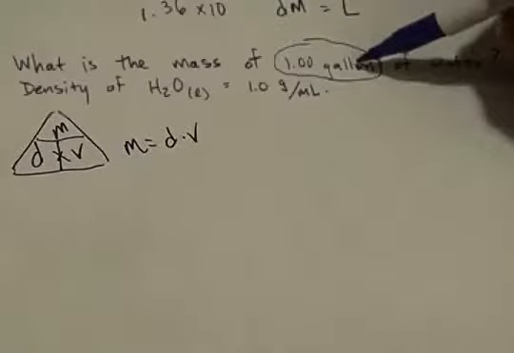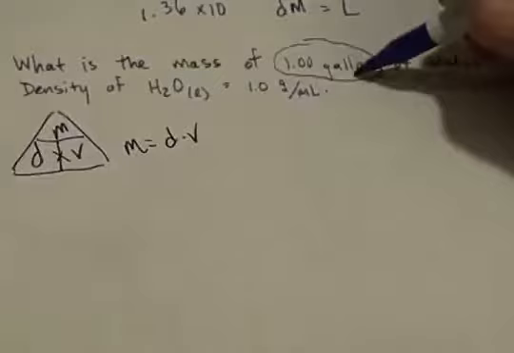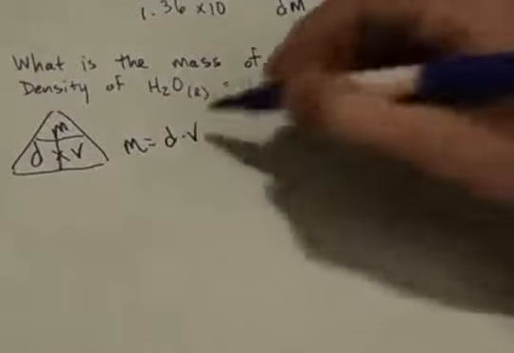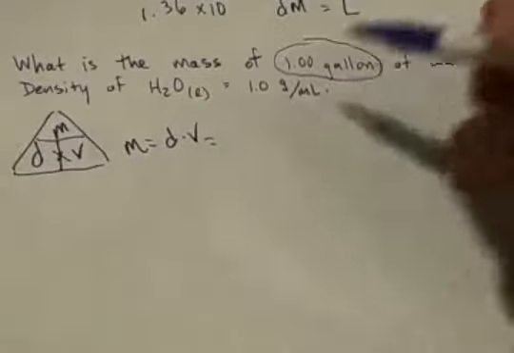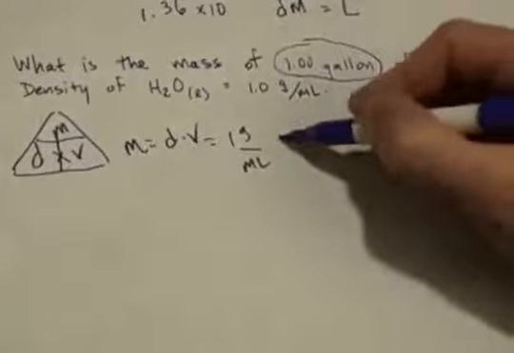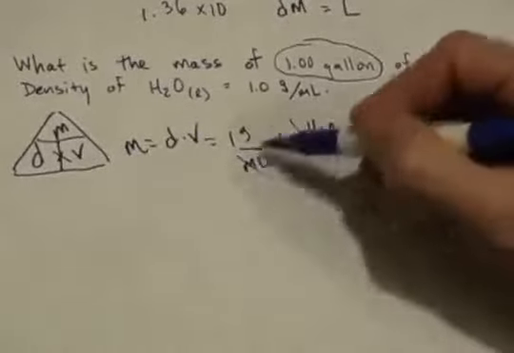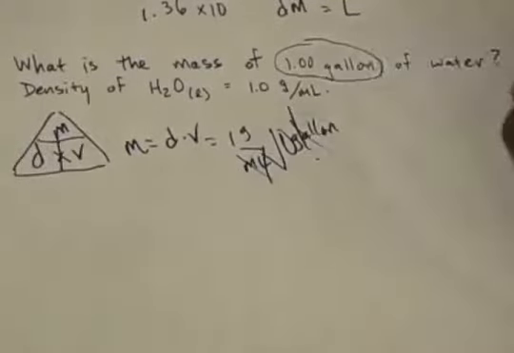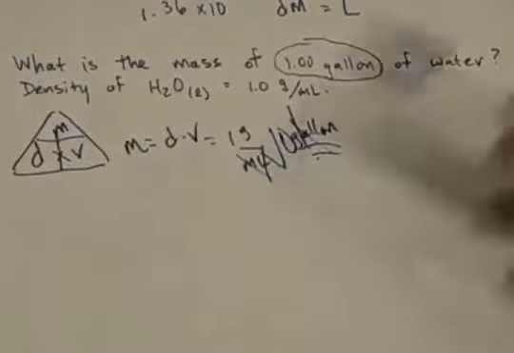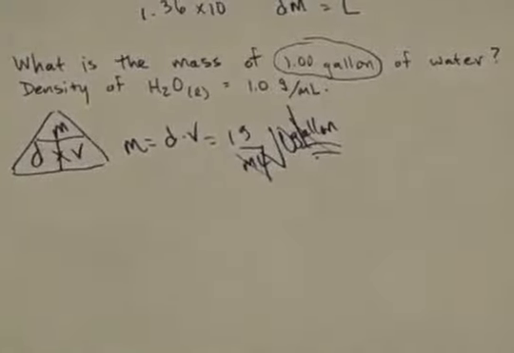This is my volume right here. This is my density, but notice gallons will not match up with milliliters. If I put these numbers in, 1 gram per milliliter, and I put the volume in as 1 gallon, notice gallons won't cancel with milliliters. No, it doesn't work. So before I do this, I've either got to convert gallons to milliliters or milliliters to gallons, and if you don't know the relationship, remember where to look.